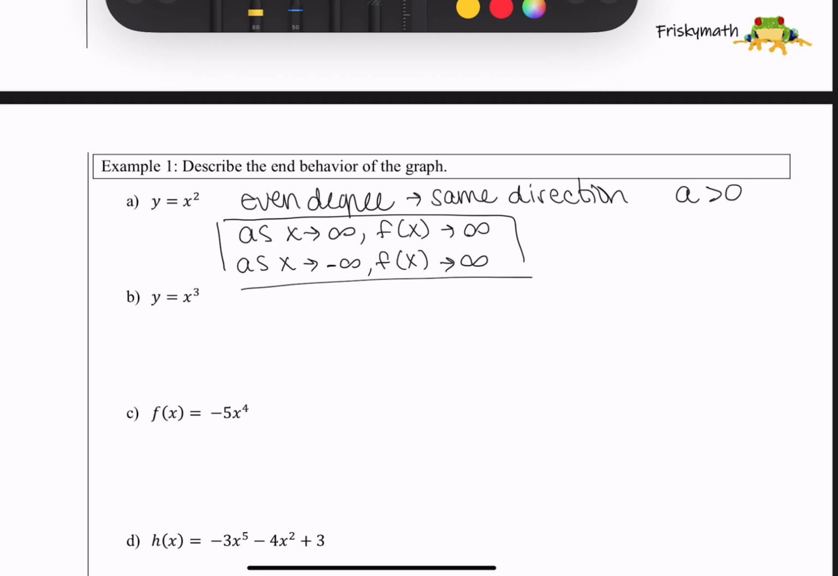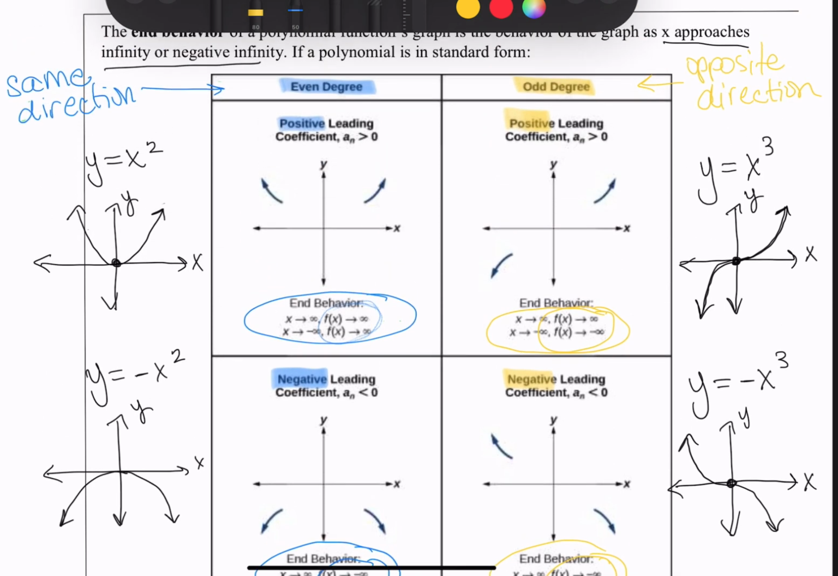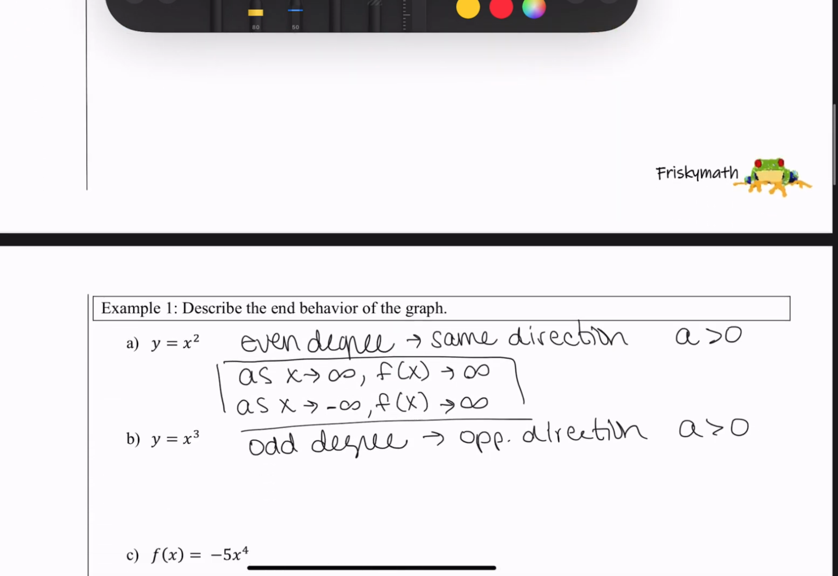All right, so let's look at B. So for B, we know that we have an odd degree, which means that our end behavior will be in the opposite direction. And we know that A is positive, or that our leading coefficient is positive. Okay, so that means on the left side, or as x gets really small, f of x will be getting really small. And it also means that as x gets really big, f of x will be getting really big. So it's this top right cell.